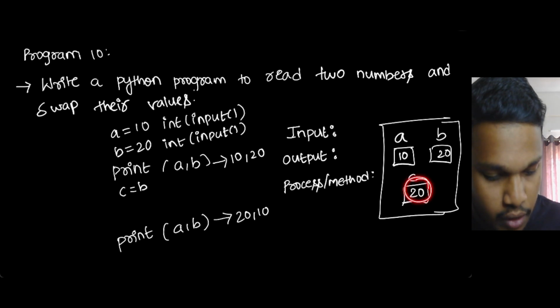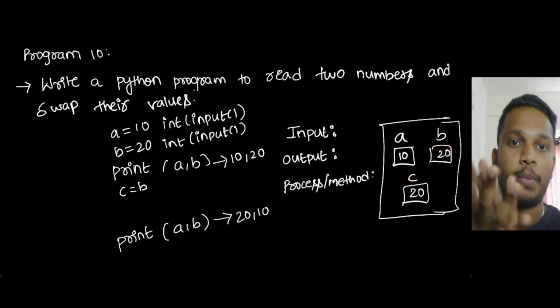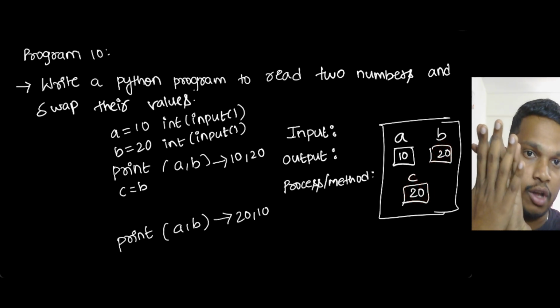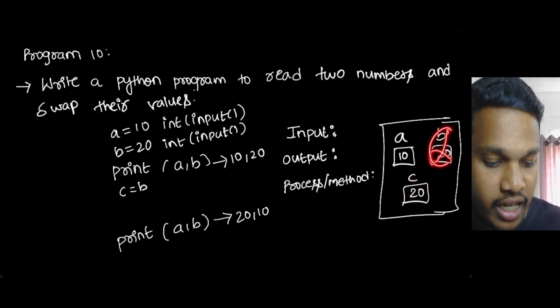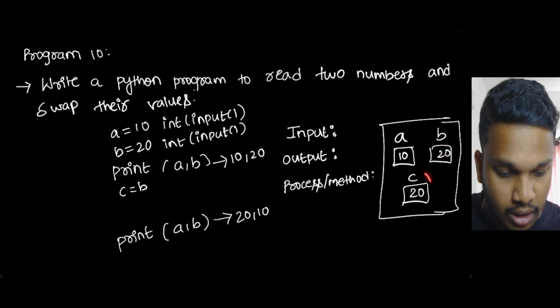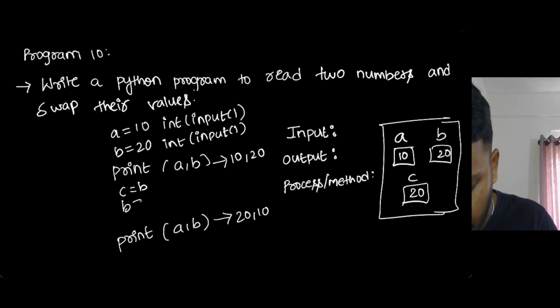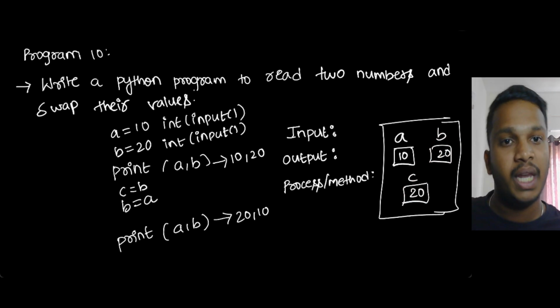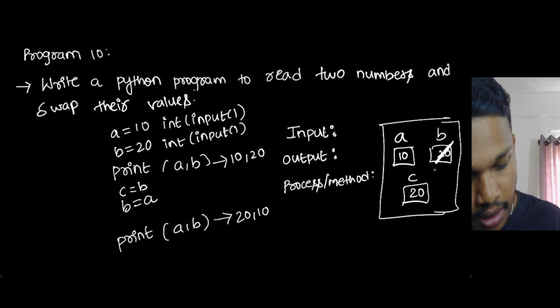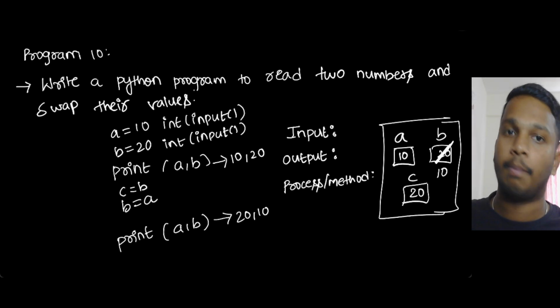Now the c value is safe, right? The c value is a Xerox copy of b. So I can do whatever I want with b, because b is already safe here. So I will write b is equal to a. Then see, the b value is 10 now.